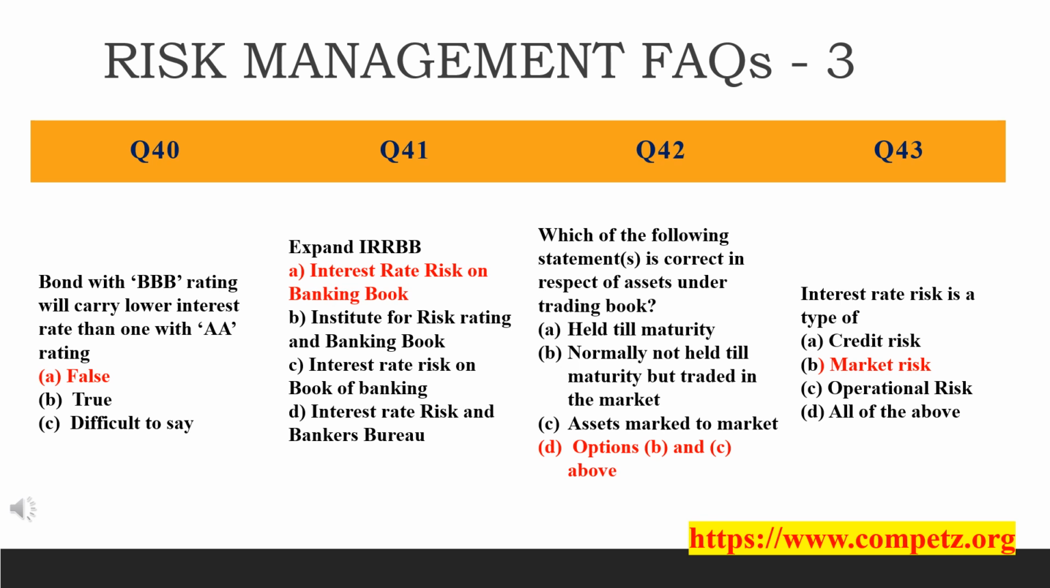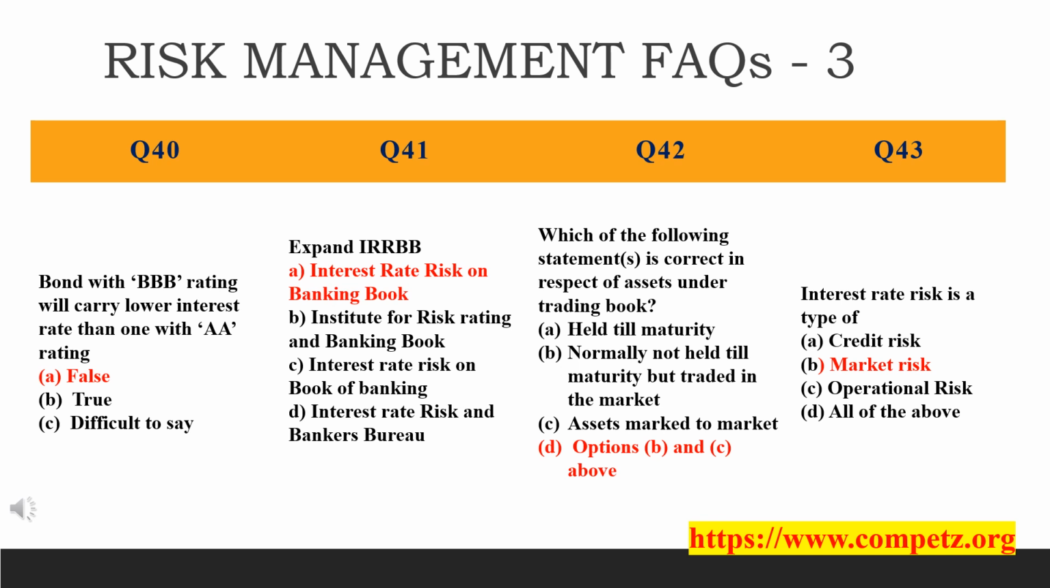For example, let's suppose the BBB rated bond offers tax concession for the investors, then the interest rate on the bond would be lower. Definitely then the interest rate on the bond would be lower. But in general, will a bond with BBB rating always carry a lower interest rate than the one with AA rating? It will always be false, because a BB rated borrower is likely to be more at risk of default than the AA rated borrower.